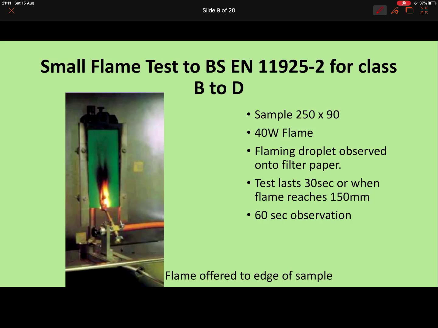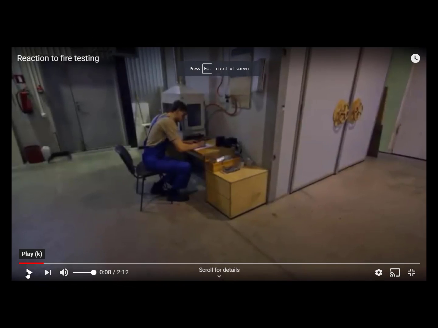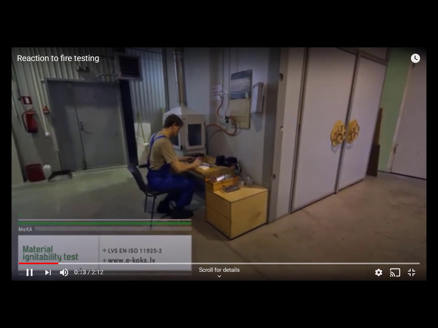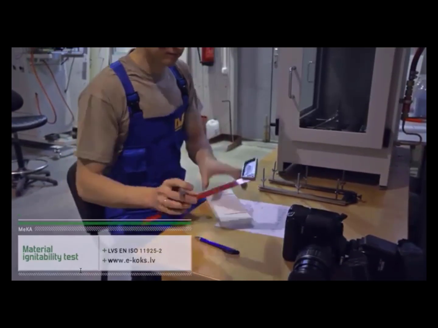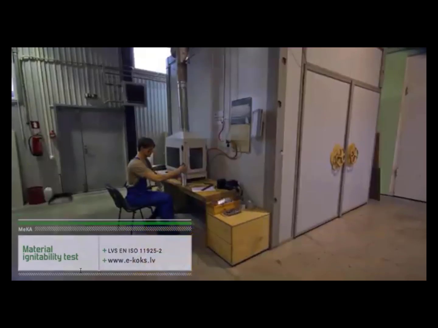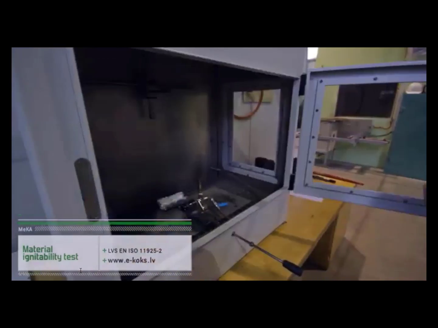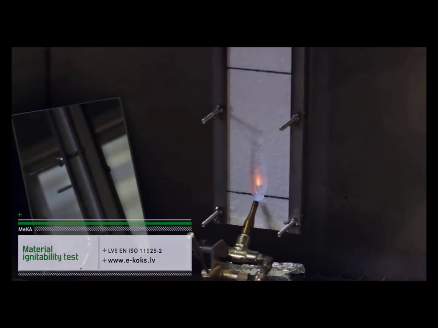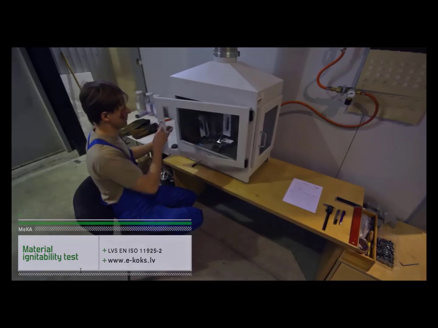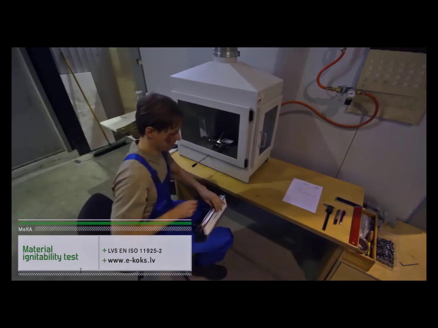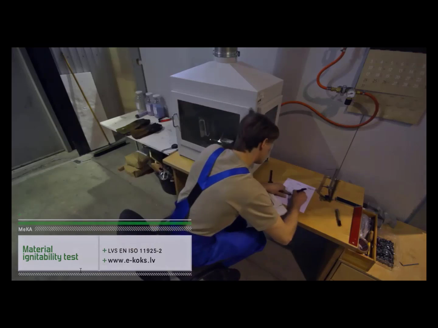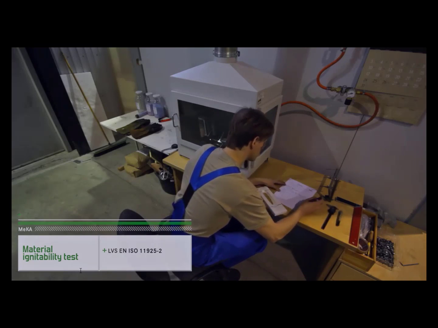And we can now show you a quick speeded up version. Well, this is the small flame test. Goes into his cupboard, gets his sample, measures it out, cuts it, puts it into the steel rig. Steel rig's then placed into the apparatus. The flame's identified to the line. It's in there for 30 seconds. 30 seconds observation. Takes the sample out, measures it, and writes up his report. And that is more or less it.